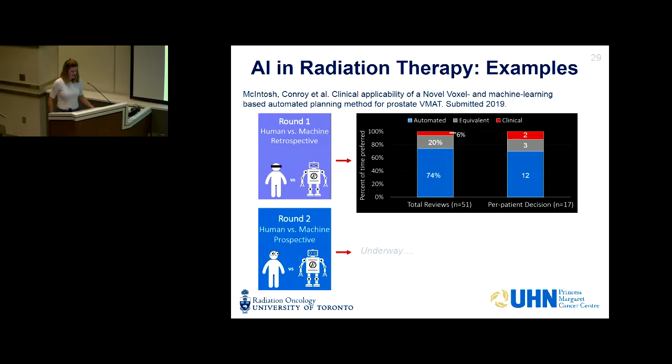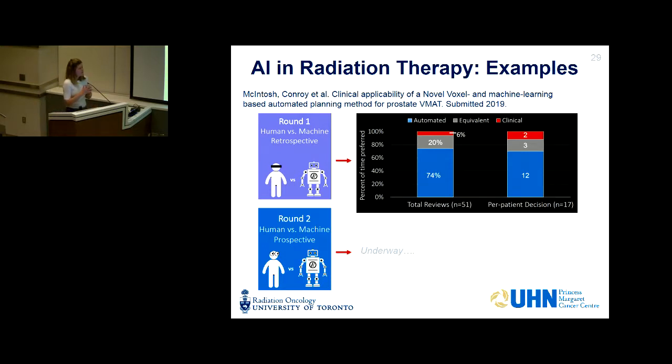This is a study currently underway by that physics resident who sent me the first example, Lee Conroy, and her colleagues. She's being supervised by Chris McIntosh and Tom Purdy. This is looking at an auto-planning algorithm for prostate VMAT. And the interesting thing about this is a number of us have seen auto-planning, but this is machine learning auto-planning. So it actually learns with each plan it's fed and each decision it makes.